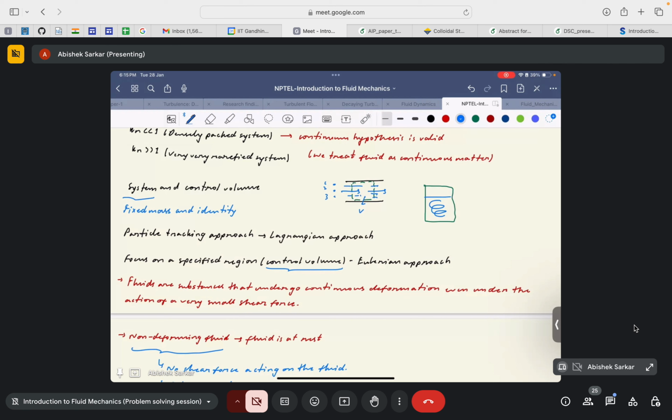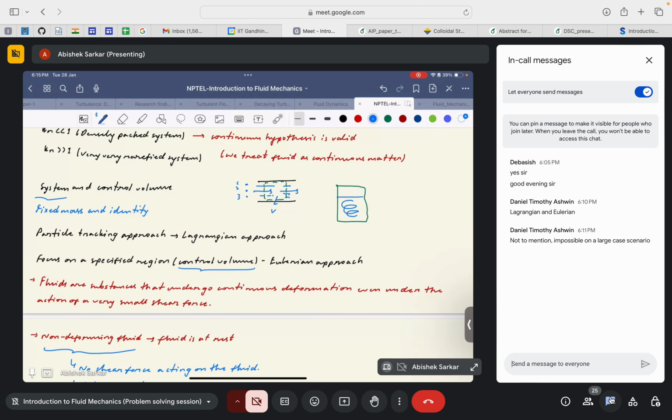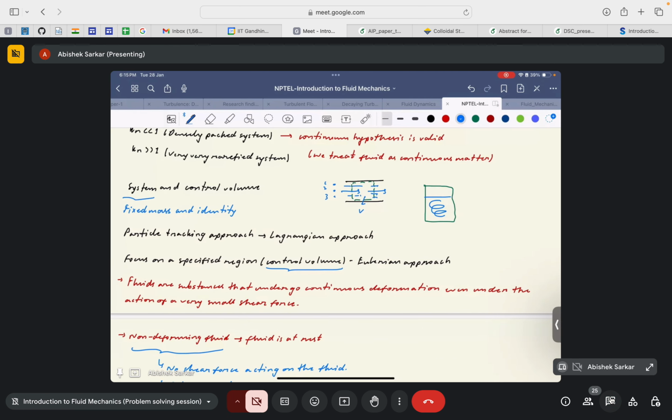I hope this part is clear, or if there's any doubt I can repeat it. Is it clear? Fixed mass identity in the Lagrangian approach. Sorry, I have a bit of a cold, so I might do this again and again. I'm sorry for that. So is it clear? You can just write. Okay then, I think it's clear.